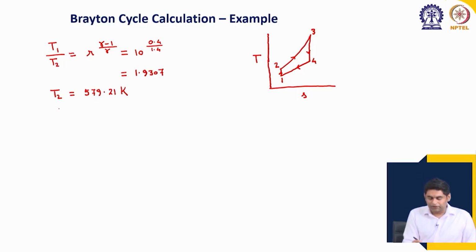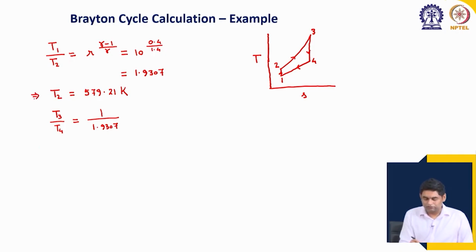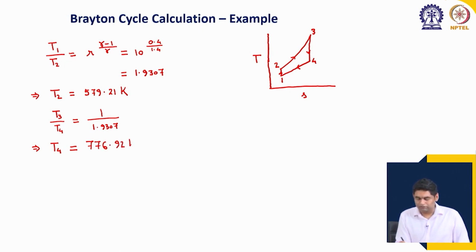Similarly, T3 by T4 we know should be equal to r to the power gamma minus 1 by gamma, which is 1.9307. Remember, T3 is known, 1500. In the first case, T1 was known; here T3 is known, 1500. So, we get the value of T4. T4 comes out to be 776.92 Kelvin.